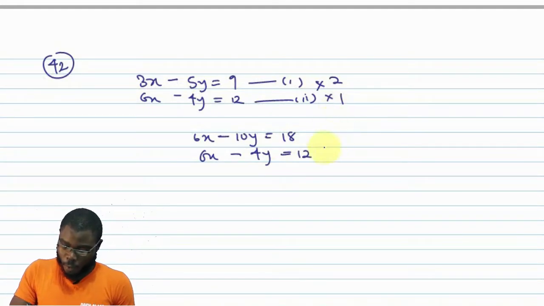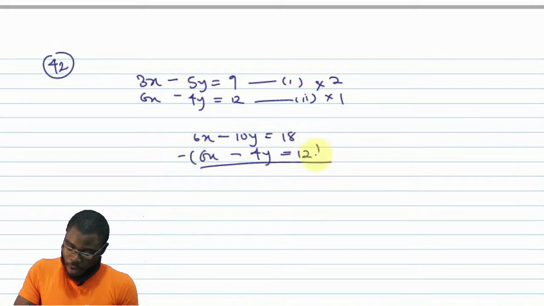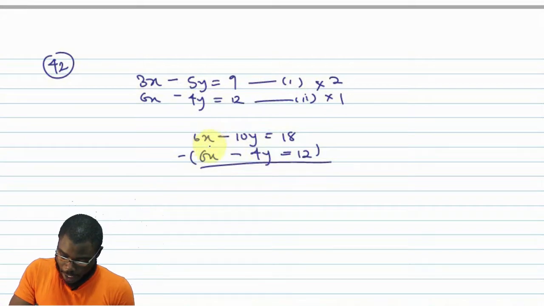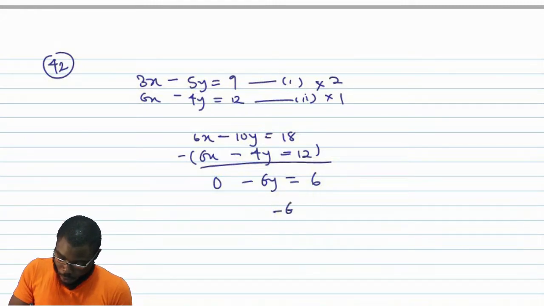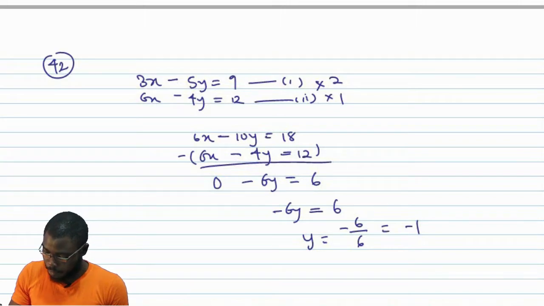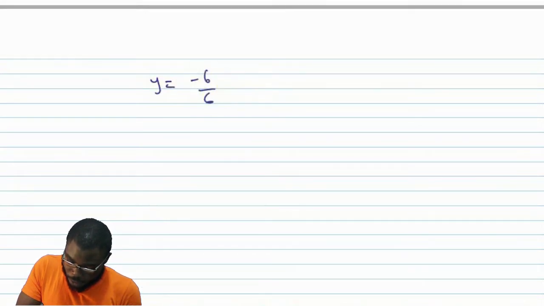If we subtract this equation from this equation, then we have 6x minus 6x, we have 0, minus 10y minus 4y, we have minus 6y, equals 18 minus 12, we have 6. So we have minus 6y equals 6, which means that y equals minus 6 over 6, which is minus 1.